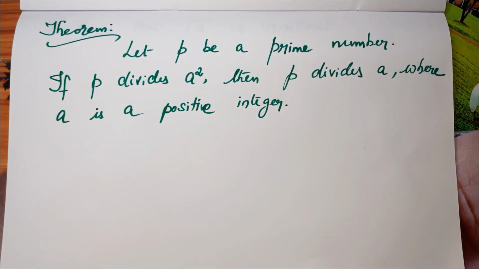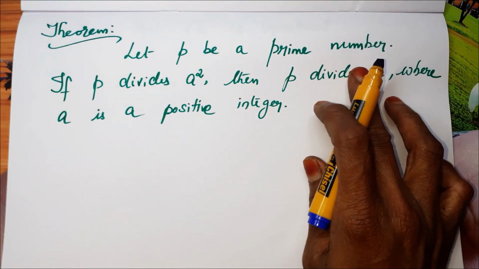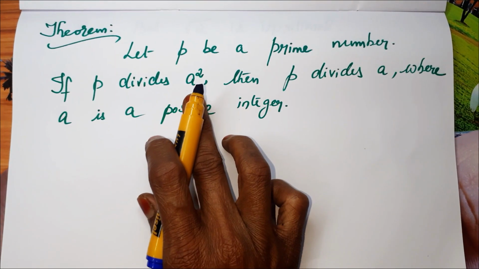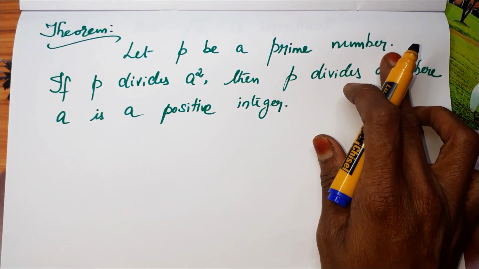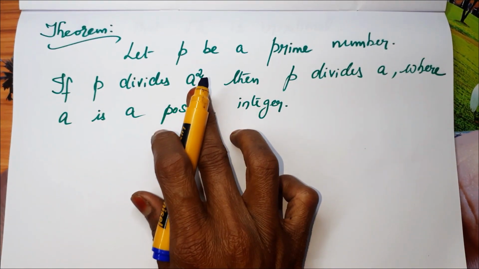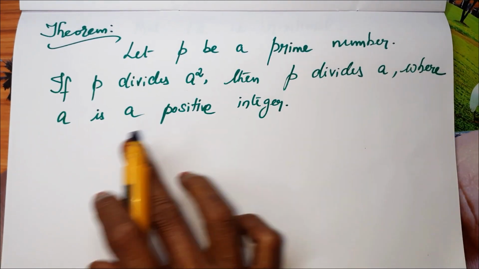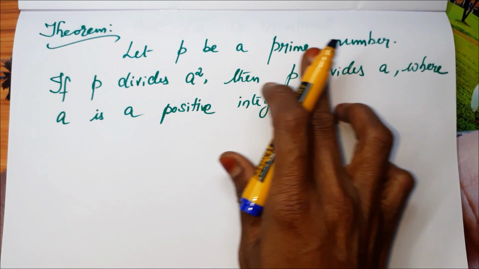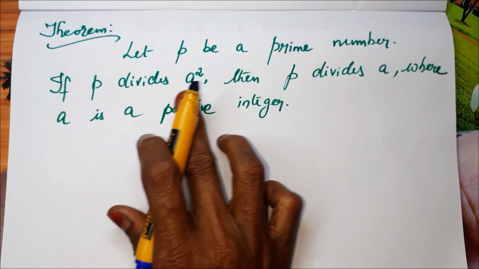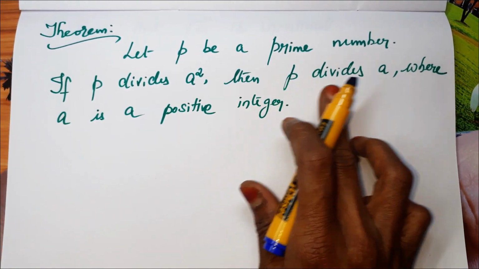This is a theorem we have. Let p be a prime number. If p divides a squared, then p divides a, where a is a positive integer. Let p be a prime number. If p divides a squared, then p divides a.